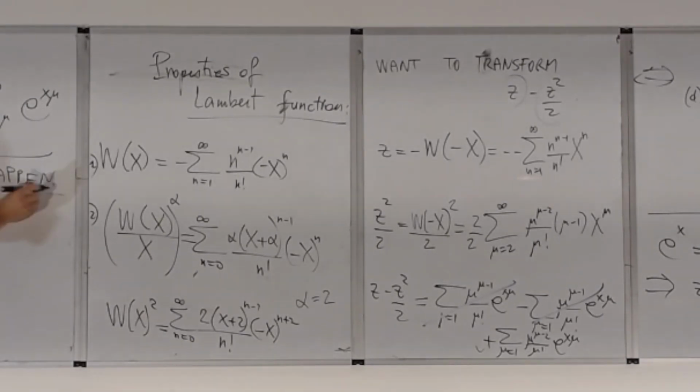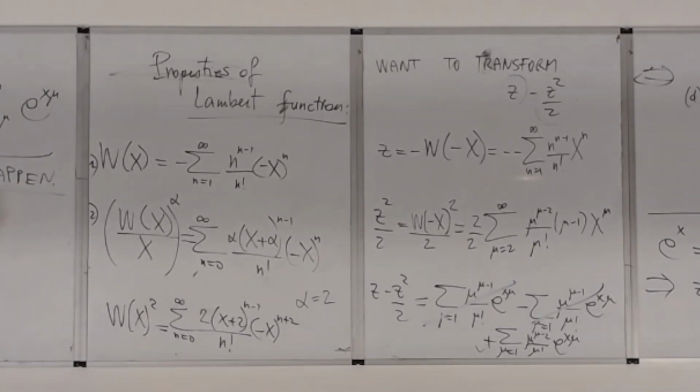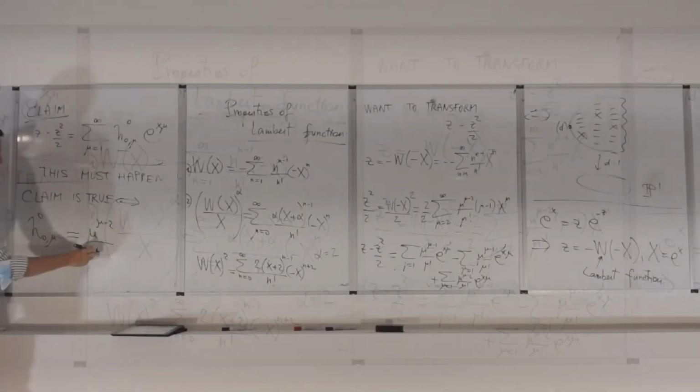Now we can say that the claim is true if and only if something very explicit about Hurwitz numbers happens. If and only if the Hurwitz number of genus 0 connected depending on the partition mu is equal to mu to the power mu minus 2 divided by mu factorial. That's it.